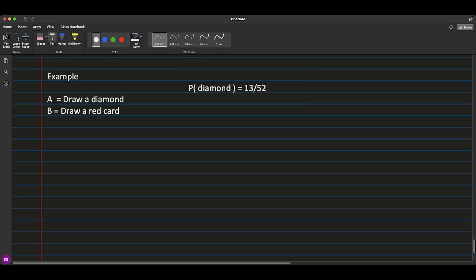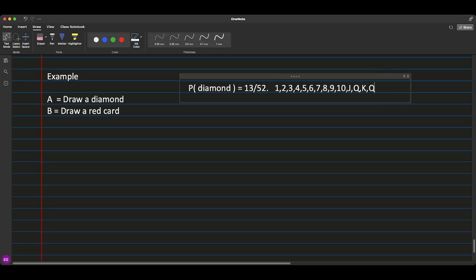Why is that? Well, because each suit has 1, 2, 3, 4, 5, 6, 7, 8, 9, 10, Jack, Queen, King, and Ace. And if you count that, there are 14. Wait, sorry, there are no ones. That is 13. If you count these, you'll see that there are 13 different cards for each suit, because each suit has a card with that face. So the probability of drawing a diamond is 13 out of 52.